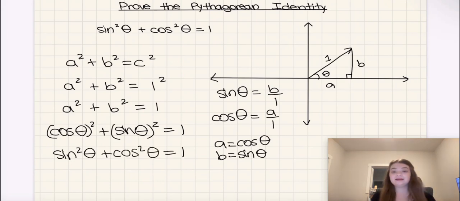So basically, using the Pythagorean theorem as we know it, we were able to come to this identity that sine squared theta plus cos squared theta is equal to 1.